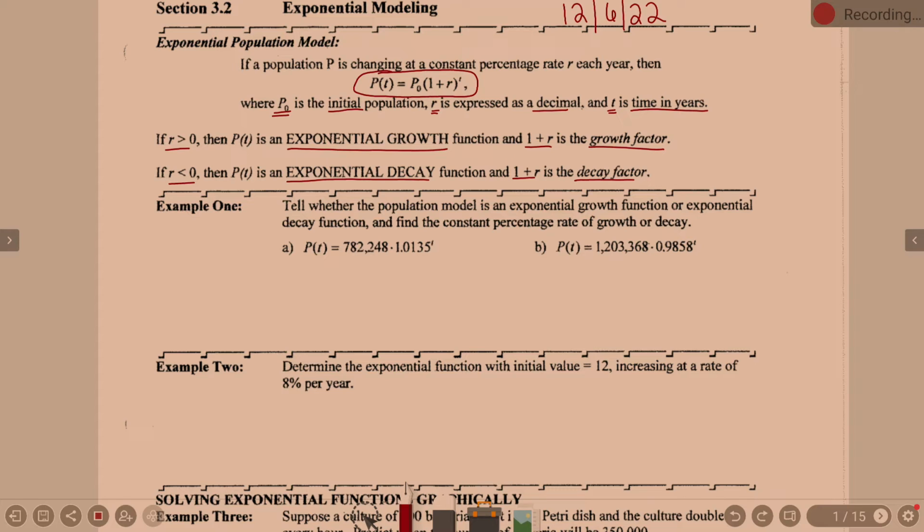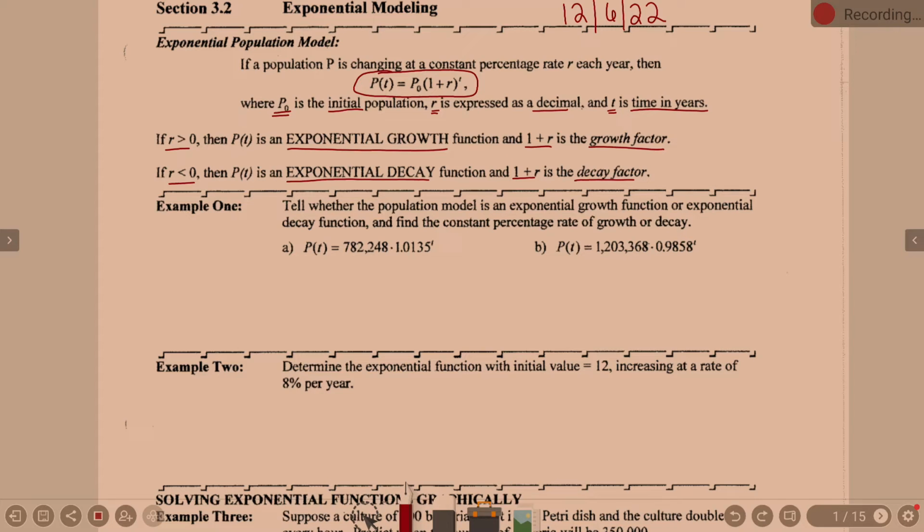Example 1: tell whether the population model is an exponential growth function or exponential decay function, and then find the constant percentage rate of growth or decay. As you look at A, P of T equals 782,248 times 1.0135 raised to the power of T. Thoughts? It's an exponential growth function.